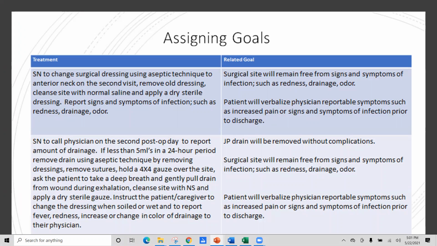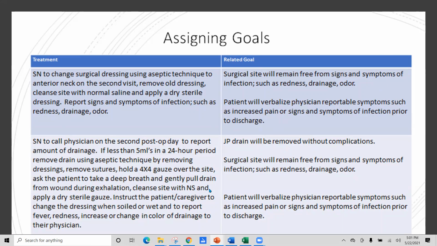The next thing is related to assigning goals. So we've got our same scenario for the treatment that we are going to do for the dressing change, but goals should be specific to that treatment. So very simply stated, what goal do you have for that incision while we're in the home? That we want it to remain free from signs and symptoms of infection, such as redness, drainage, and odor. And then maybe we want the patient to verbalize physician reportable symptoms, such as increased pain or signs and symptoms of infection prior to discharge. These two goals relate directly to that incision.